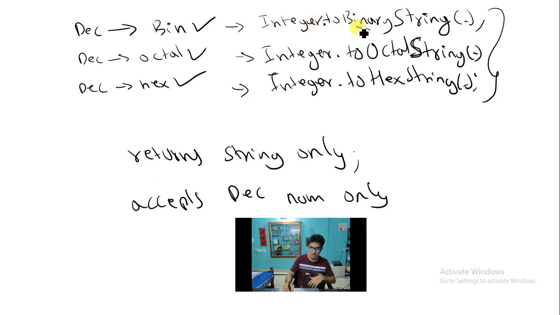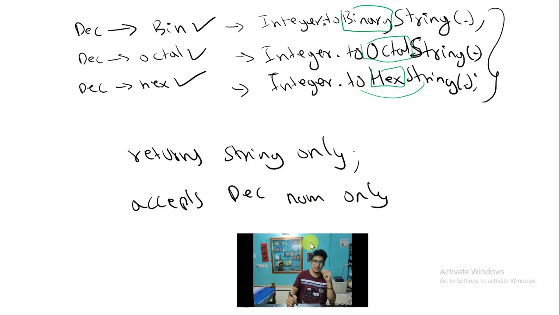Let me change to a different color, maybe I'll use this green color. See, forget binary, forget octal, forget hex. What else is remaining? toString is remaining, right? Which means you are converting to string, so you have to store it in a string, which means it returns a string type. Please take this screenshot. Okay, I hope you have taken this screenshot.